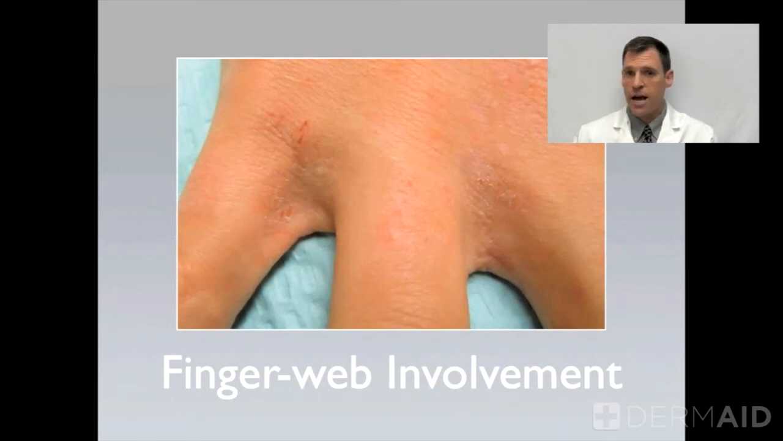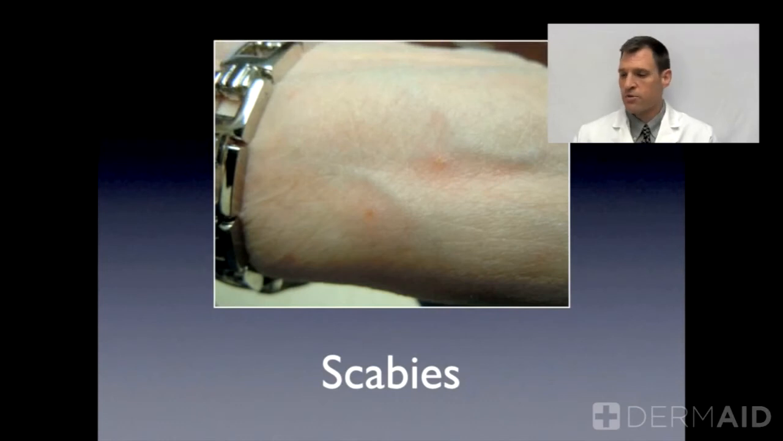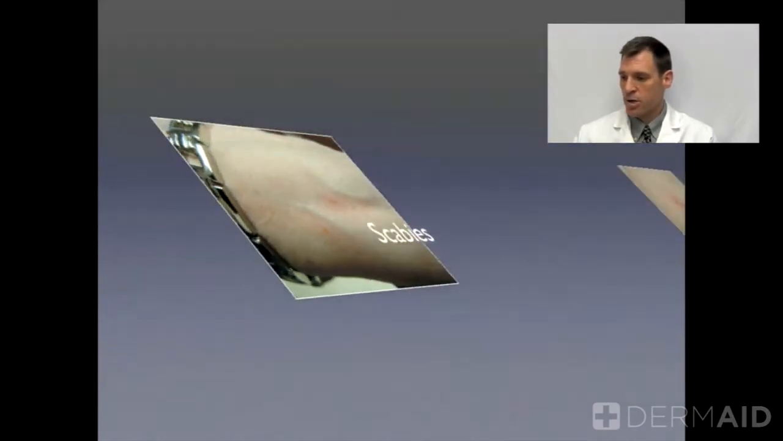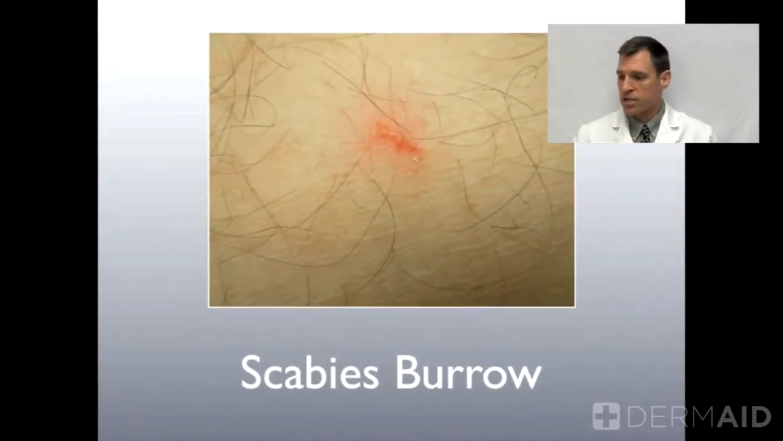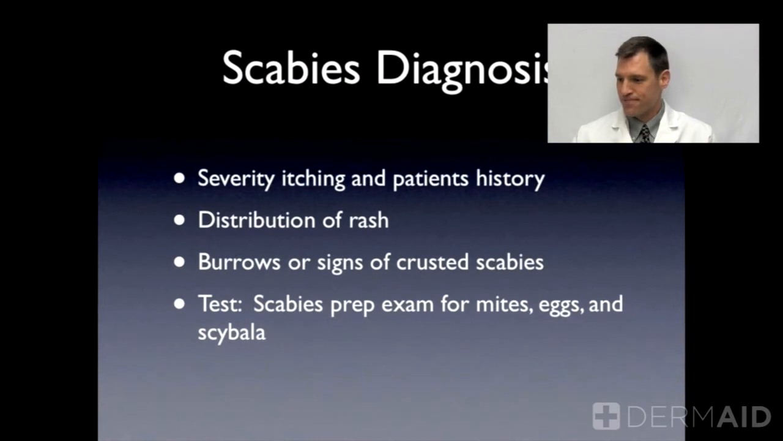So a very itchy rash involving a good amount of the body with the finger webs, you need to think about scabies as a possibility. Again, some burrows on the wrist. And here's a classic scabies burrow. Usually we don't find them intact because they've been scratched.